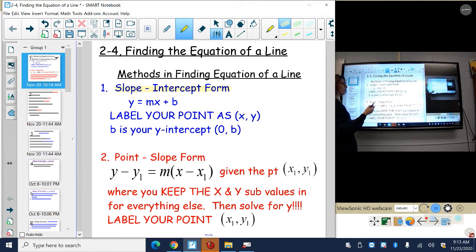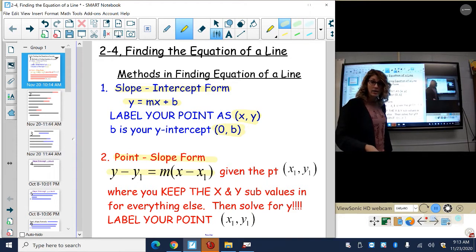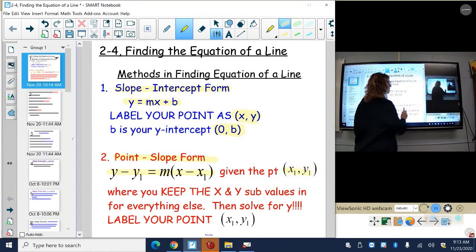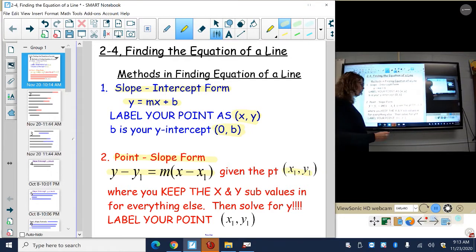So slope-intercept form is y equals mx plus b, where you're labeling your point x, y, and your y-intercept is 0, b. Okay? Now, the point slope is y minus y1 equals m times x minus x1, which is a very good formula. And it's x1 and y1 is what you're labeling your point. And what your brain needs to understand is you are going to solve this thing for y, and you're going to label your point x1, y1. Now that is what the formula is that you're going to be utilizing.